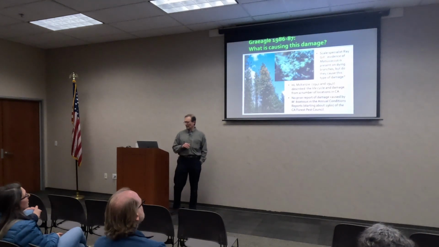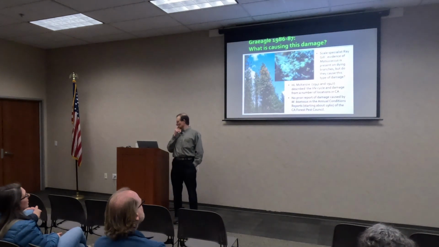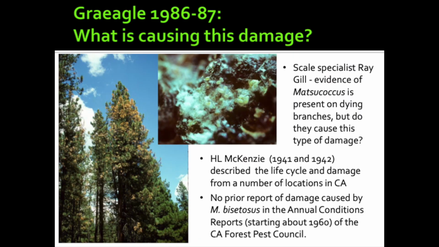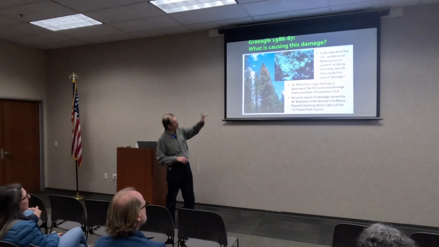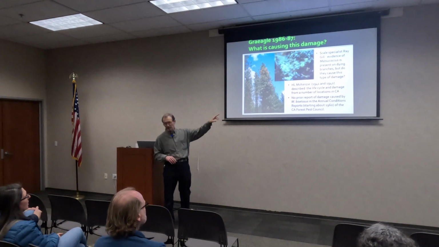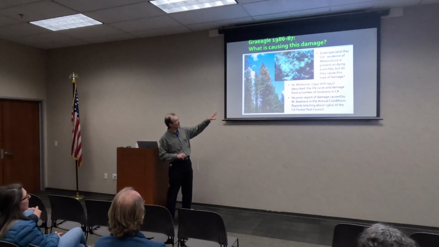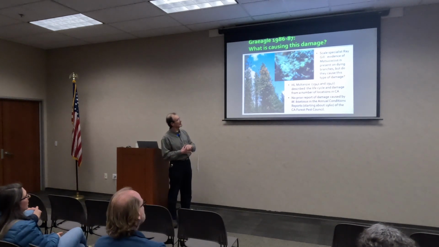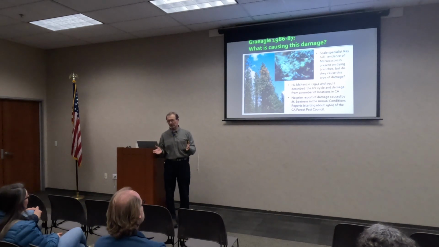So I began working for CAL FIRE back in the late 80s, and one of the first things I saw was this occurring in the community of Gray Eagle. This is branch dieback, and I sent the material collected from these branches to an expert with Food and Ag in Sacramento. His name was Ray Gill, and he was a scale expert. And he said, oh yeah, there's evidence of this scale on these branches that are dying.